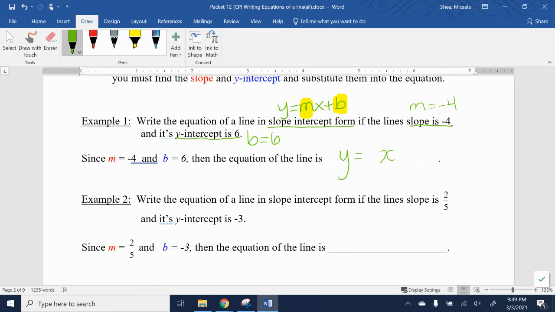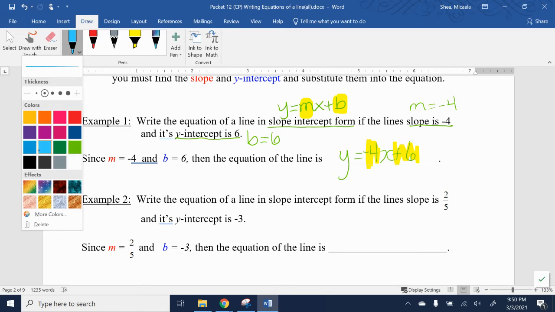So think of the equation as being y blank x blank, and we're filling in these two blanks. So in place of the m, I have negative 4, and in place of the b, I have 6. This is a positive 6, so we're going to say plus 6. Let's look at example 2.